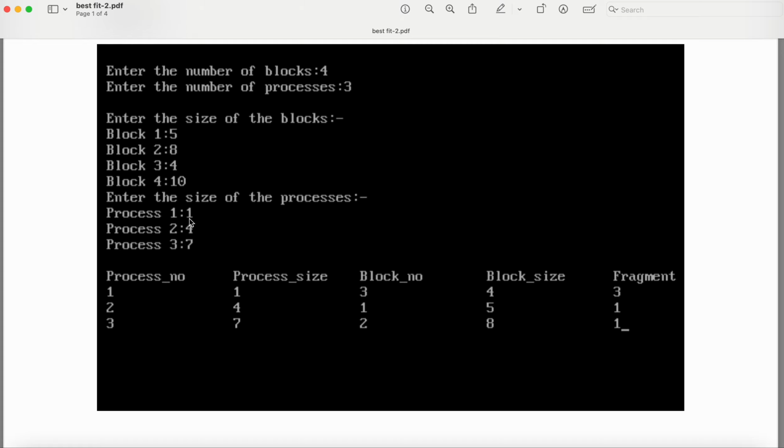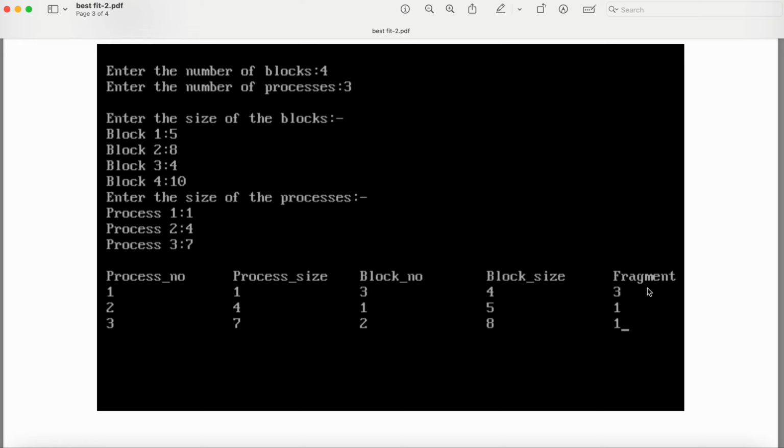The size of the first process is 1. Here we are using best fit. Best fit means allocate the smallest hole that is big enough. Out of 5, 8, 4, 10, what is the smallest number? 4. We can store 1 in 4. So that's why process 1 is stored in block 3. What is the size of process number 1? 1. And it is stored in which block? The third block, block 3.